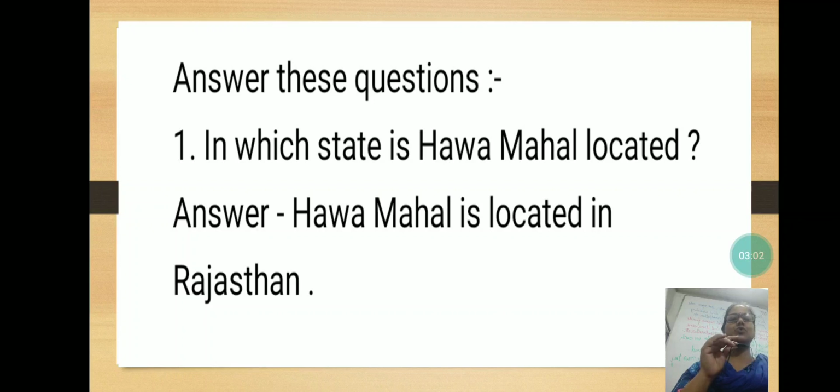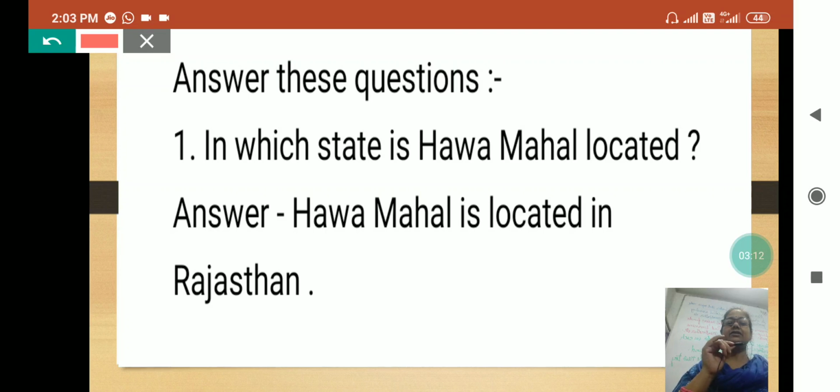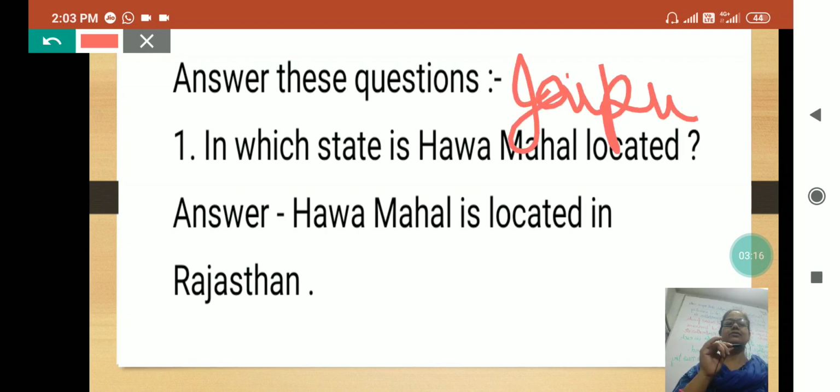Now see, here are some questions related to this chapter. In which state is Hawa Mahal located? And in which city have we read? It is Jaipur. And Jaipur is in which state? It is in Rajasthan.